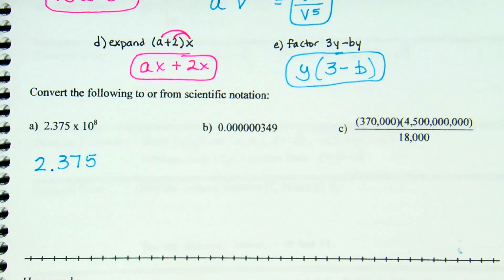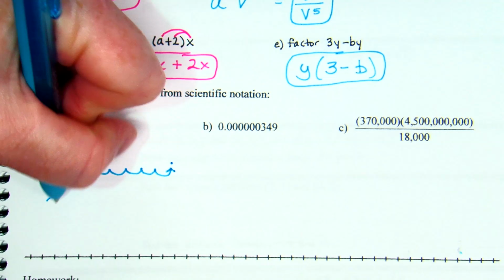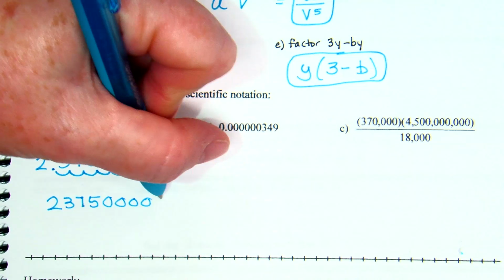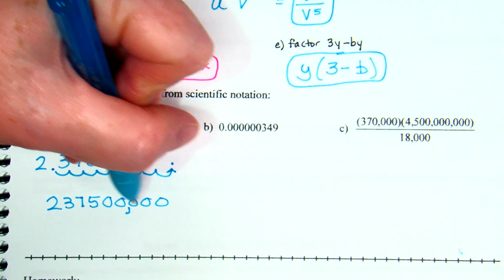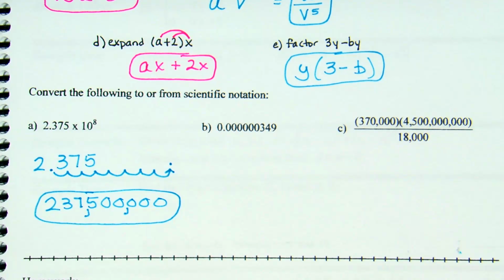Because it's a positive 8, I'm going to go over 1, 2, 3, 4, 5, 6, 7, 8. Which basically means in this case I'm adding how many zeros? 5. So if I put my commas in, 1, 2, 3, 1, 2, 3, 237,500,000. Remember, always put commas in every 3 going from the right. If this had been a negative exponent, we would have moved our decimal left, made it a smaller number.